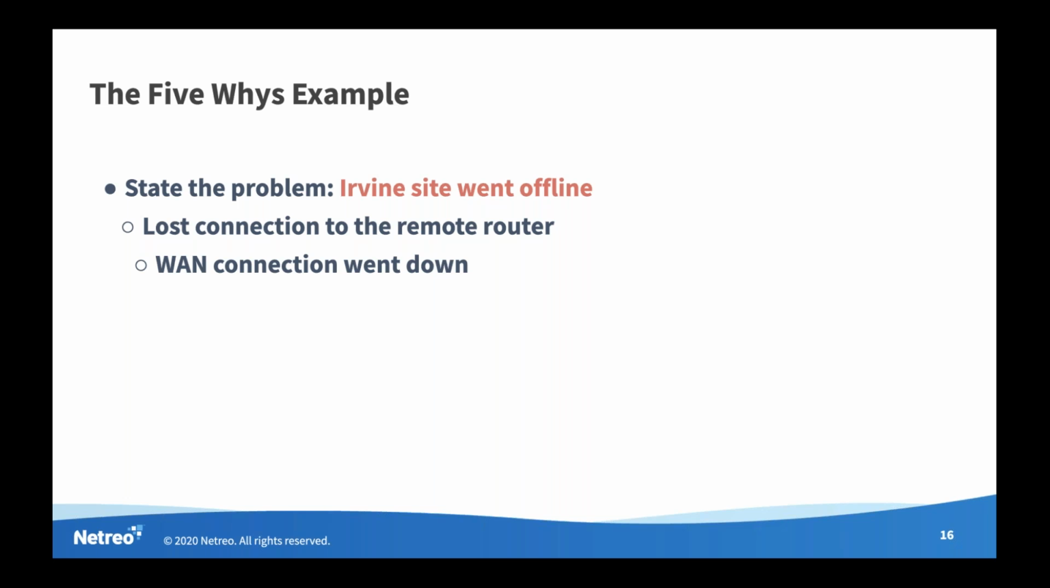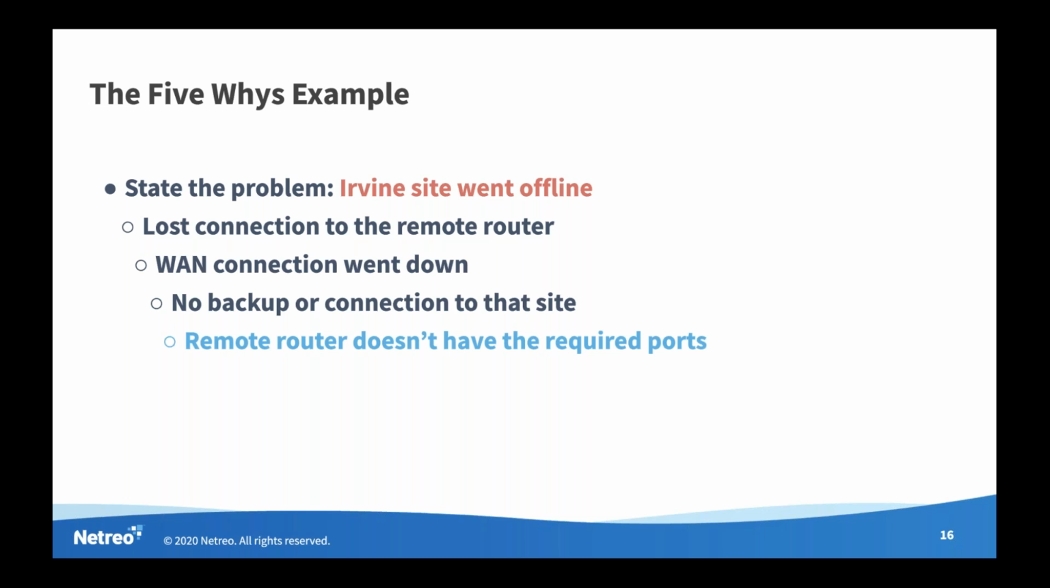Well, it turns out the connection went down, but the reason it broke connectivity is that we didn't have a backup line to that location. So why was that? Aha, okay, so the equipment that was ordered and specified for that location didn't have the correct ports for a redundant link. So now we have something we can address if we want to prevent this specific type of outage again, and now we know how to do it. And we can make a clear plan to fix that.